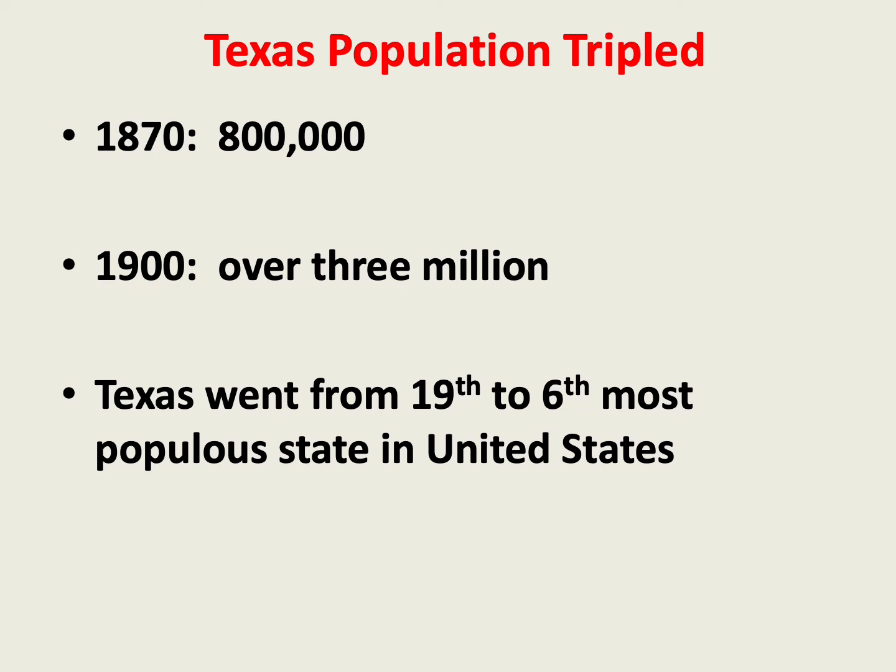Well, the Texas population as a whole tripled during the period we're looking at, from 800,000 in 1870 to over 3 million in 1900. And in fact, in 1870, Texas was the 19th most populous state in the U.S., and by 1900, it became the 6th most populous state in the U.S. And of course, today, Texas is the 2nd most populous state, California being the first.